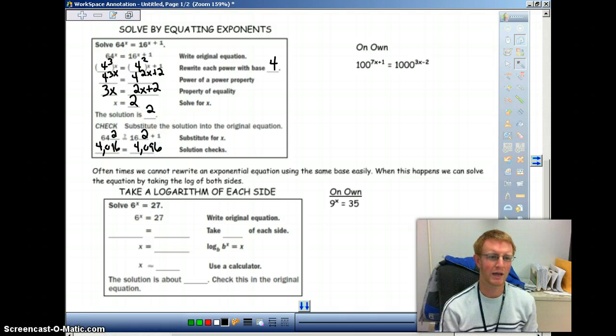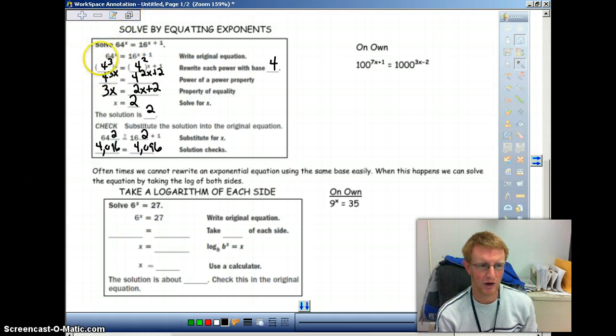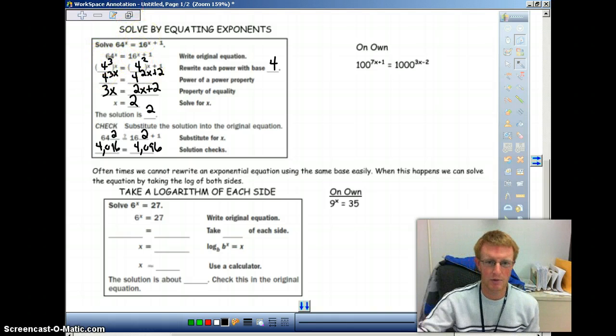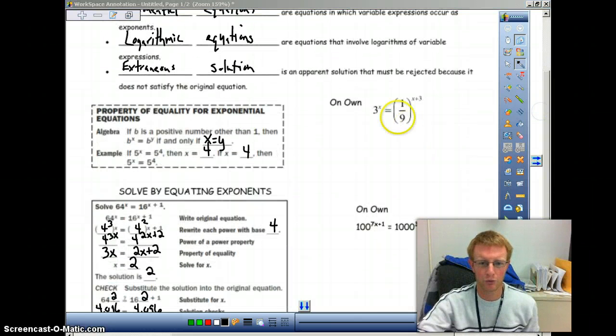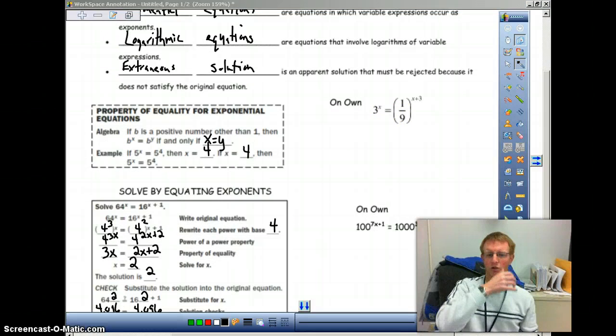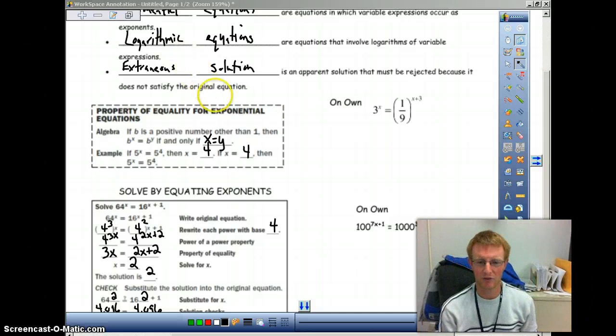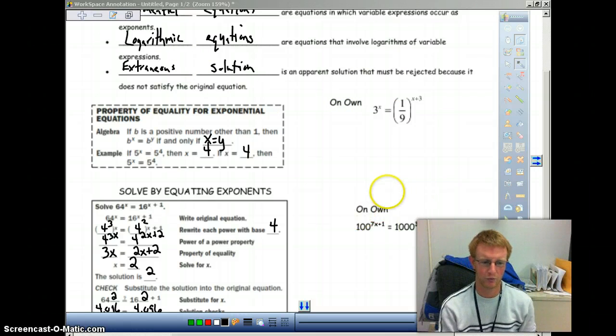Okay? So again, the idea of this is you're trying to get your bases to be the same. I know that up here I have this one to do on your own, but I want to go through this one with you because I know you're going to get really confused on it, because I know we struggle with negative exponents. So let's just go through this one, and then I'll have you do this one on your own.